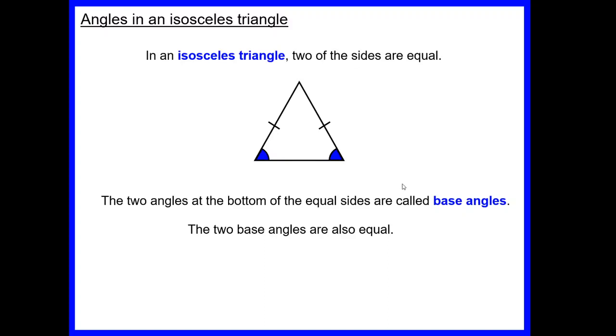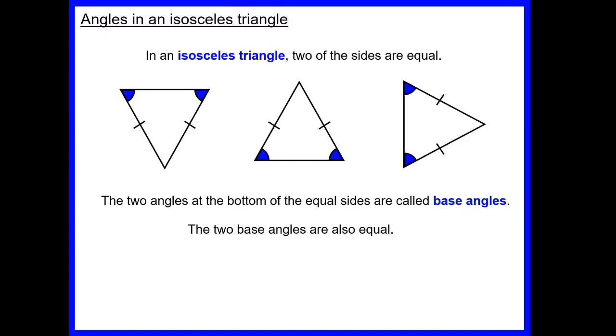Now base does not mean at the bottom of the diagram. So these are also isosceles triangles, but we can see that our base angles this time are at the top. So again, we've had to follow down along the two lengths that are indicated to be the same length to find the base ones. And in this one, again, these ones are at the side. Okay, so don't be convinced that it's always the two at the bottom of the diagram.